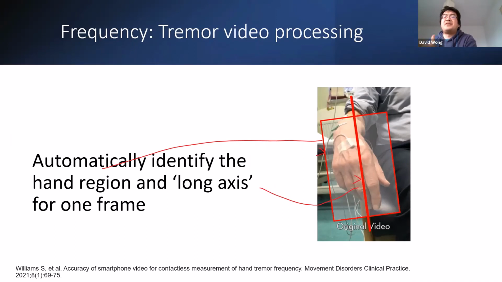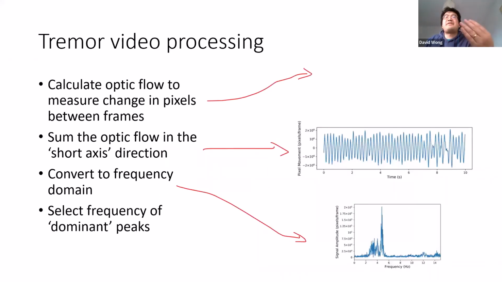So the first thing we did is we identified the hand and the direction of the wrist to fingertip. So that's the long axis. And we can do that automatically using an object detection neural network, or else by looking at adjacent frames in a video and looking at the movement between two frames. Having extracted that region of interest, we then further process a video by calculating the optic flow. So the optic flow is the distribution of the apparent velocities of objects in an image. So the idea is that frame to frame, it's showing you the movement between frames.